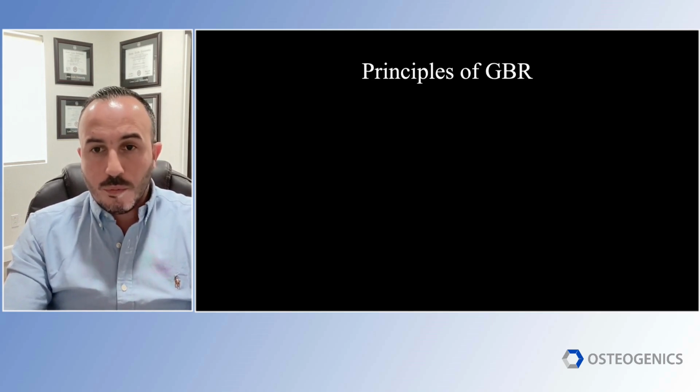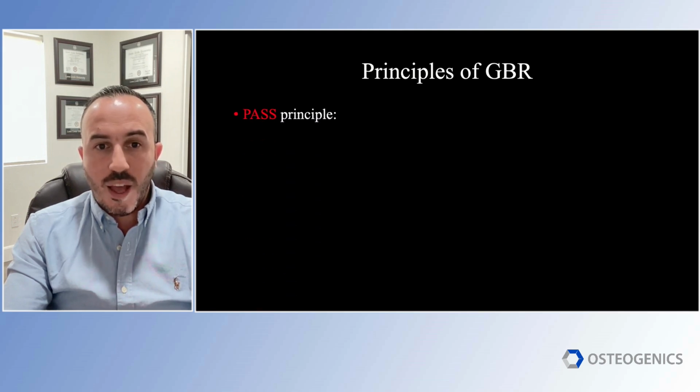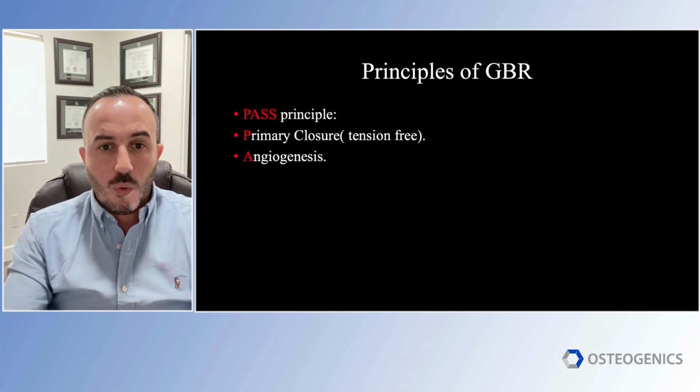Now, the most important principles of GBR by Hom-Lay Wang is the PASS principle. We want to make sure that we have primary closure, and that should be tension-free. We want to have angiogenesis. We need enough blood supply. We want to have space maintenance and stability. And let's dive into these.